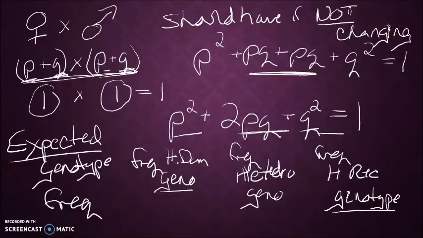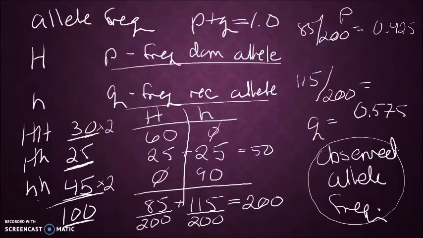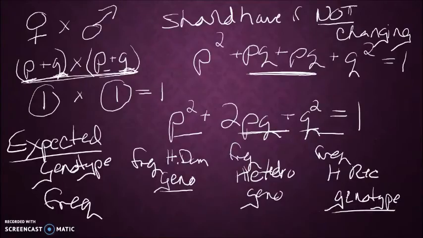Okay, so hopefully you're with me so far. We've got our observed genotype frequencies, and that's what we do have in our living population. We have our observed allele frequencies, again still what we have in our living population, but this time we're looking at the alleles themselves rather than the genotypes. And then with our equation, we end up with our expected genotype frequencies, what we should have if the population is not changing. Next, I'm going to show you how to use this equation.